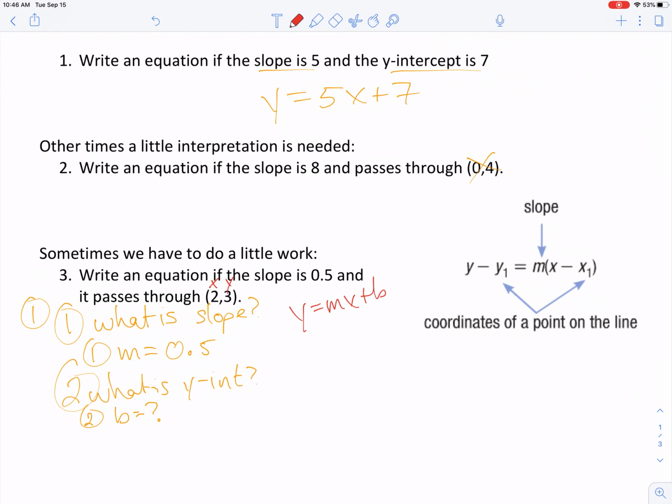It is a working point to use as an example for this function. The y is 3, the m is 0.5, and the x is 2. Now solve for b. 0.5 times 2 is 1. And to get rid of that 1, I'm going to need to subtract 1. And now b equals 2.